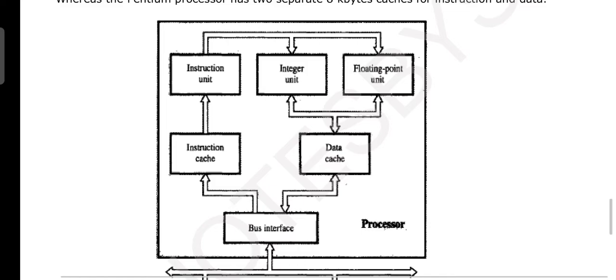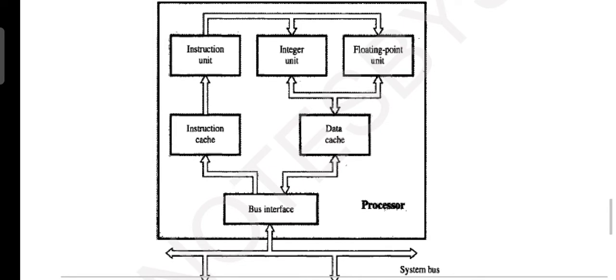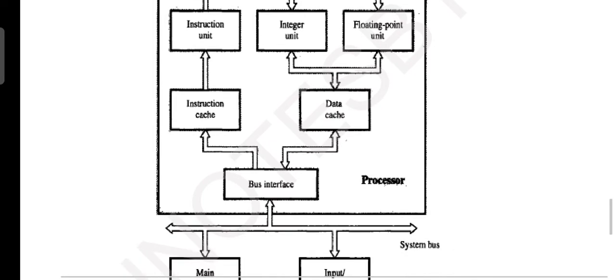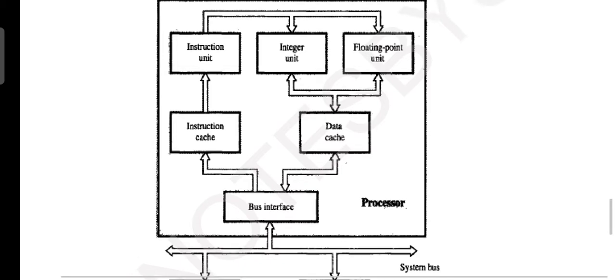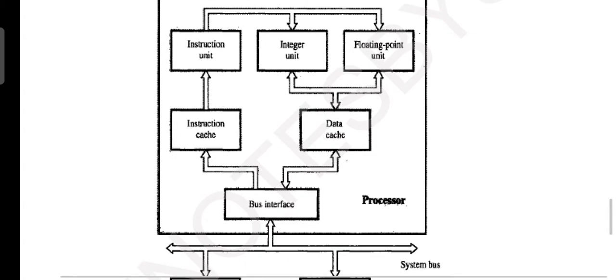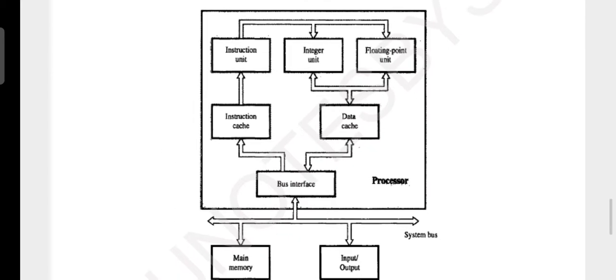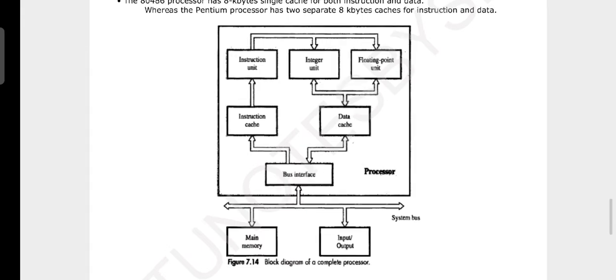We have an integer unit as well as a floating point unit that comes under the data cache, right? This integer unit and floating point unit, again just to speed up the computation, we are dividing the number into integral part as well as floating point part. They are associated with the data cache. Very simple thing. We have a bus interface. This bus interface connects both the caches, instruction and data cache. So the instruction cache has got an instruction unit, and the data cache connects to integer and floating point units. That is the configuration of a complete processor.